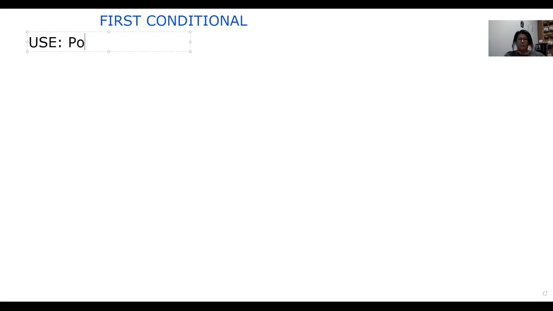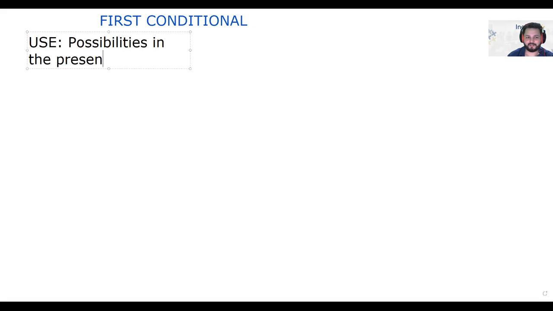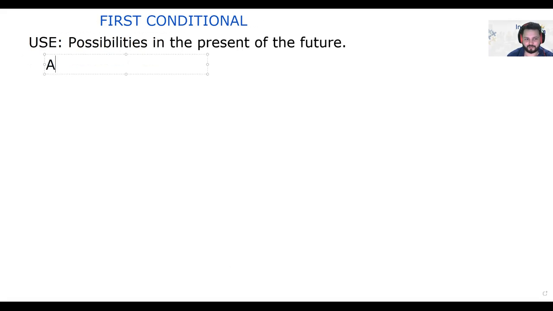So now, guys, we're gonna go over a first conditional, okay? Now, when we talk about first conditional, what did I tell you we talk about? Possibilities, okay? Possibilities in the present or the future. This is a first conditional. Right now, let's take a look at the structure. So what would the structure be like?